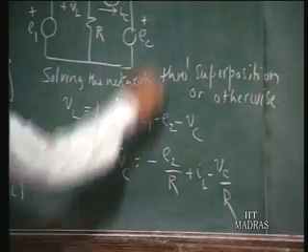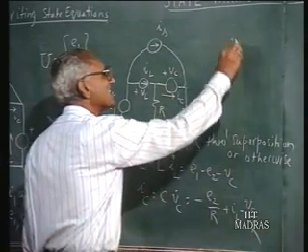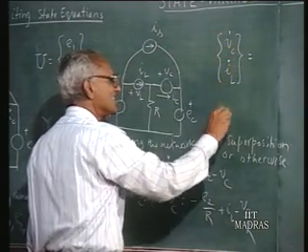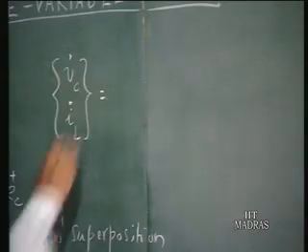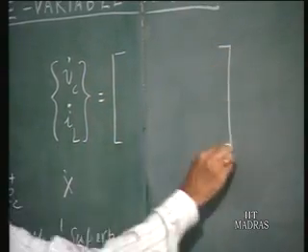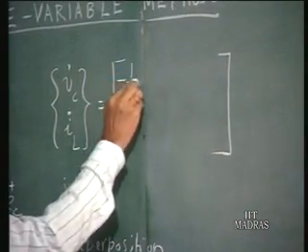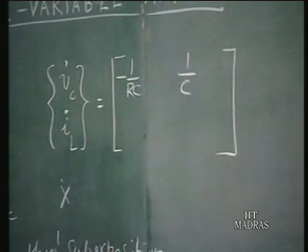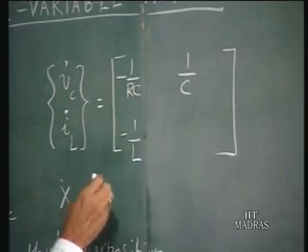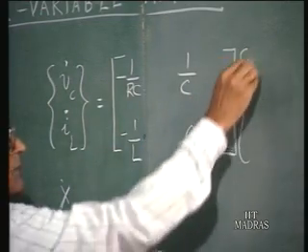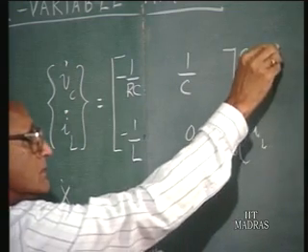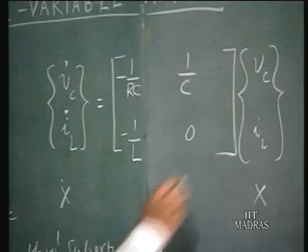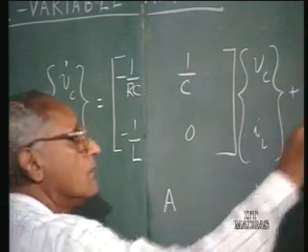Therefore, from this you can write VC dot, IL dot, this is X dot really, equals a matrix, minus 1 over RC, 1 over C, minus 1 over L, 0, multiplying VC and IL. This is the matrix A, this is the matrix X, plus BU.